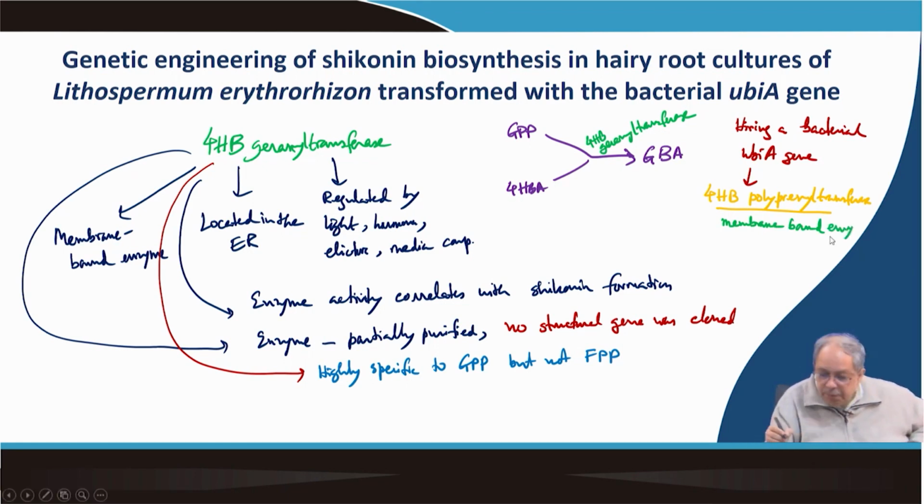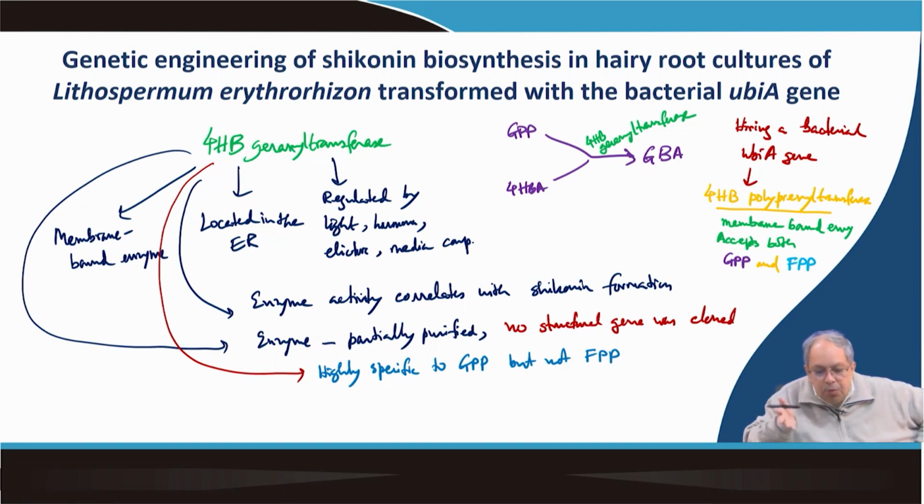it has broad specificity, it accepts both GPP and FPP. Therefore, they decided to use the UBIA gene, because there is no plant gene available and it is more or less similar, but it has a broader substrate specificity and it is also membrane bound.